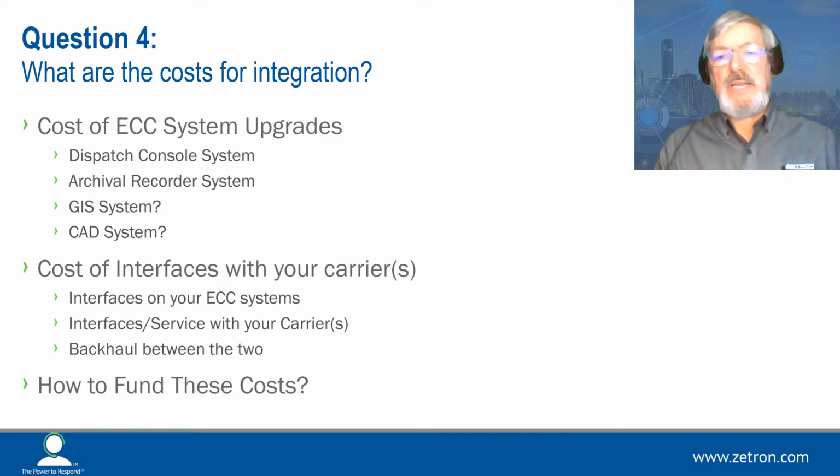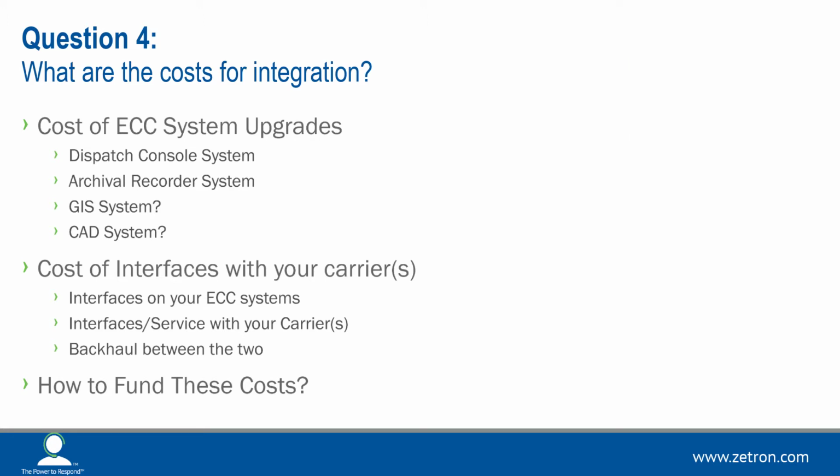You'll probably need to upgrade your archival logging recorder system for new interfaces, new vocoders, and new types of metadata, including talker ID, imminent peril, and presence. You'll potentially need to upgrade your graphical information system if you plan to use it to show the location of mission-critical push-to-talk field users. And you'll potentially need to upgrade your computer-aided dispatch system if you plan to use it for mission-critical push-to-talk dynamic talk group management.